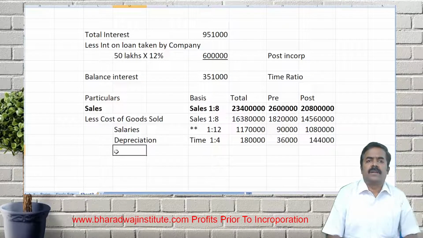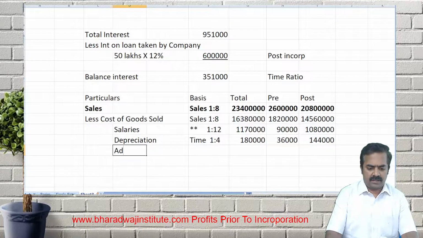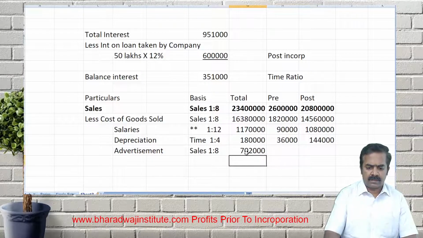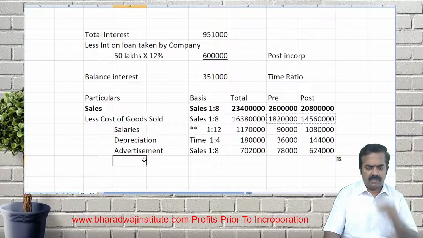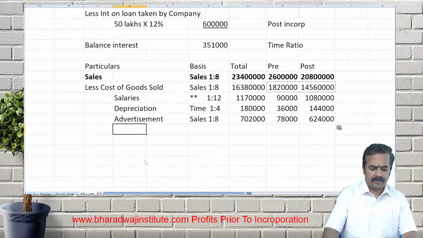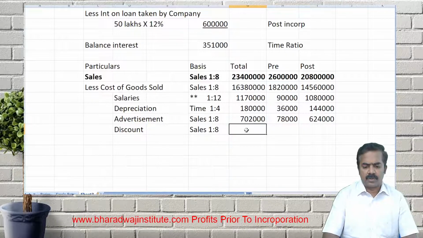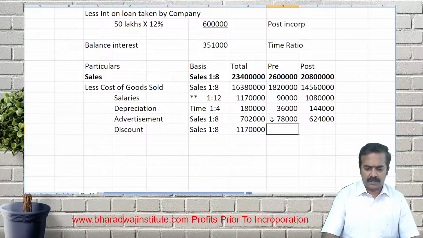Then what is the next one? Advertisement. What is the ratio? Sales ratio, 1 is to 8. What is the total? 7 lakh. Then what is the next expense? Discount, also in sales ratio. What is the total? 11 lakh 70,000.